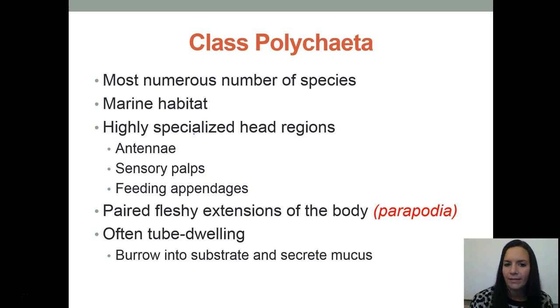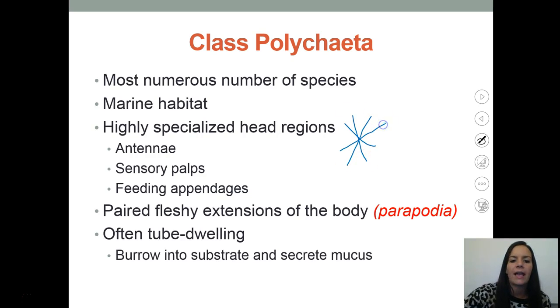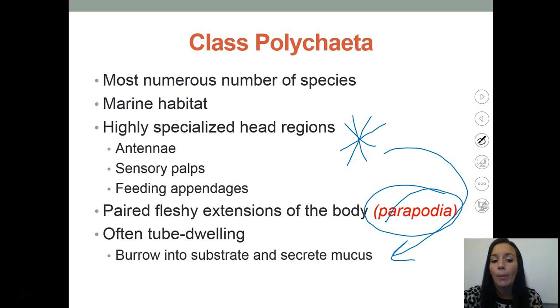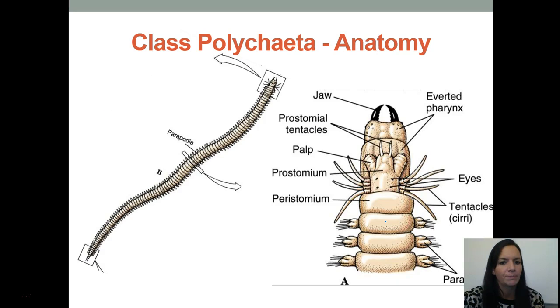So we're going to get into the classes now. So class Polychaeta. These are the most numerous in species, and they live in a marine habitat. What's unique about these ones is they have highly specialized head regions because they live in tubes. Because they're tube dwelling, their head needs to have all their sensory organs, and the rest of their body isn't as important in that aspect. So they have antennas, sensory palps, and feeding appendages all in this head region. They also have these paired fleshy extensions called parapodia, which we'll look at in just a minute.